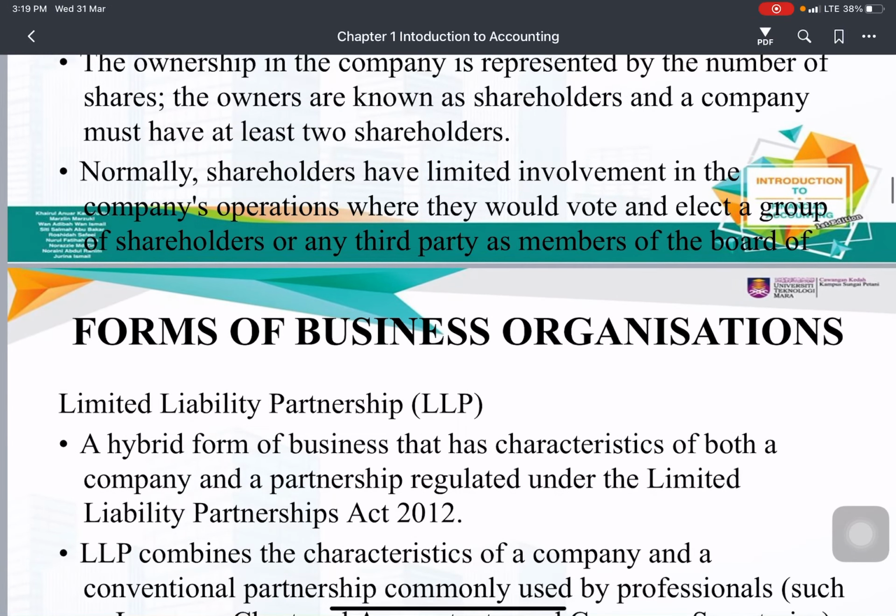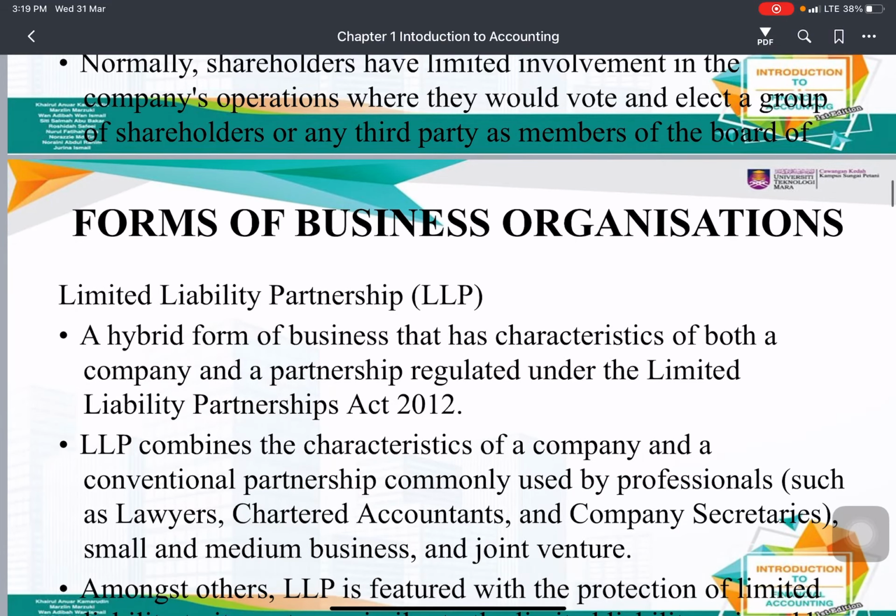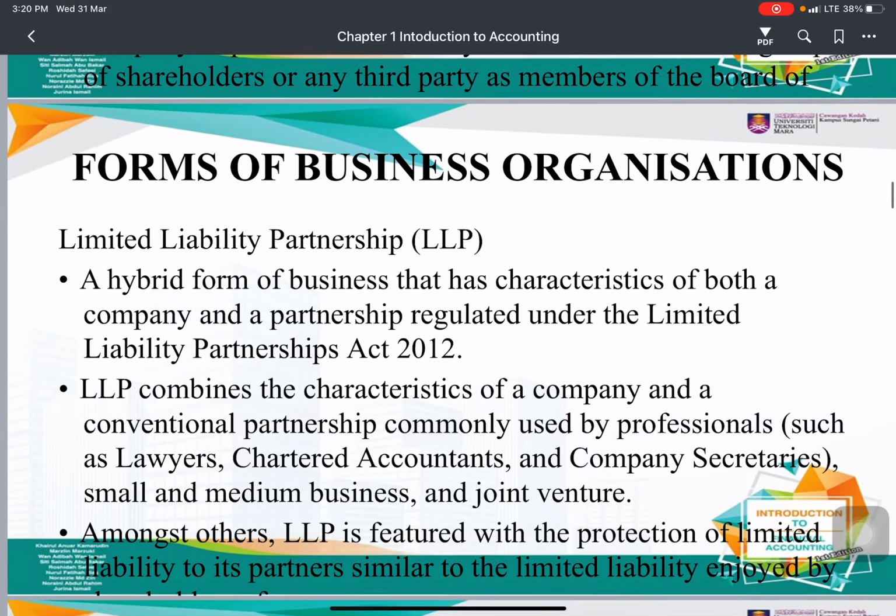All right, next in forms of business organization, we add in the limited liability partnership. It is the same as a partnership, but the difference is that they have limited liability. So here it is governed under the Limited Liability Partnership Act 2012.